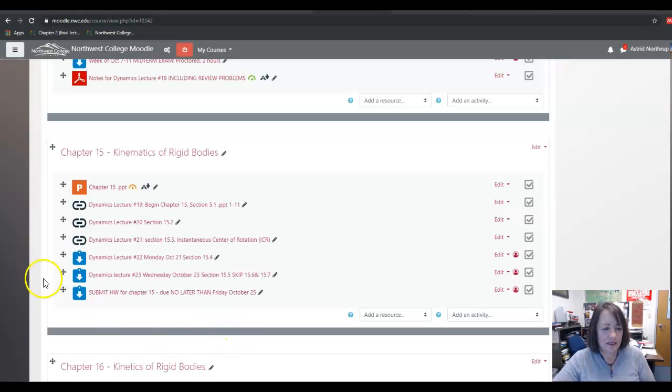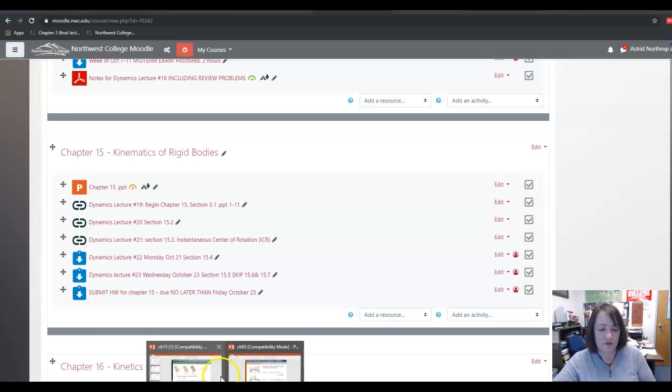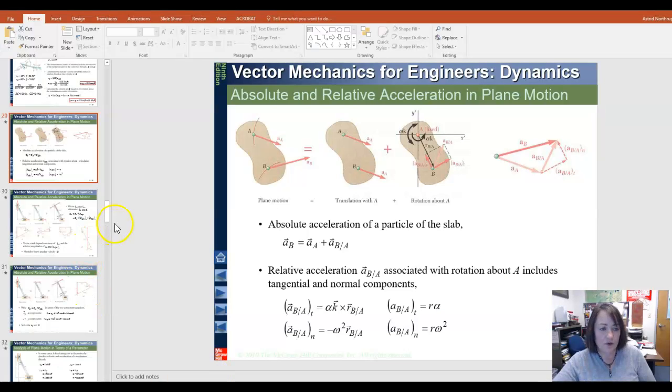Hi, everybody. Today we are talking about section 15.4 in the dynamics book, and the topic of this is acceleration of generalized plane motion. So this lecture will be at position number 22 on our Moodle page, and we will cover slides 29 through approximately 43 of the PowerPoint lectures.